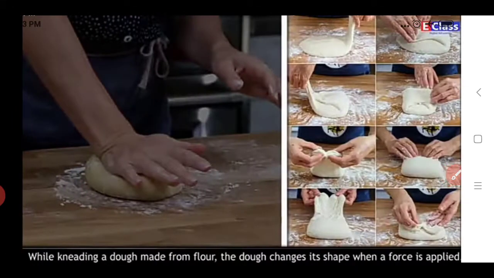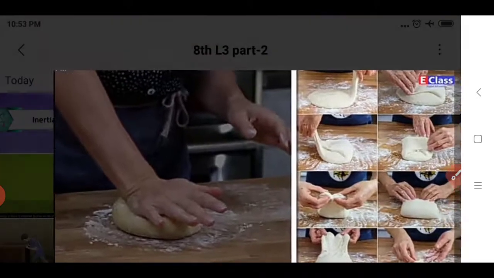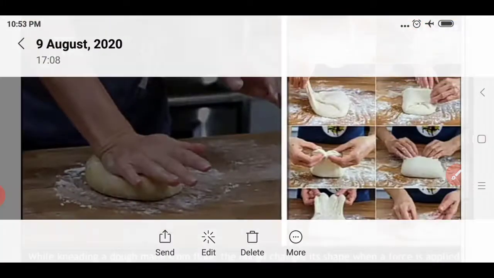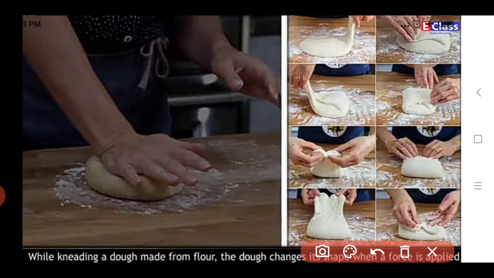While kneading a dough made from flour, it means for making a roti we have to make such a type of dough of wheat flour. Okay. Here we see the steps of how we knead, meaning we prepare a dough from the wheat flour for making a chapati. So in this way we can change the shape.